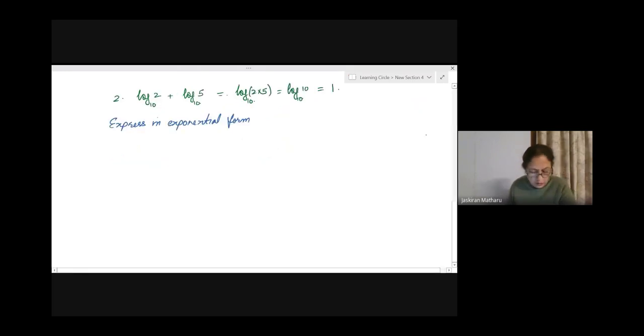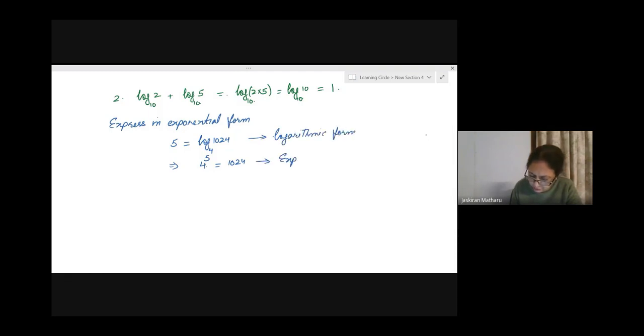Now, another type of question which comes from the basic definition is to express in exponential form. So let us say 5 is equal to log of 1024 to the base 4. So what does that mean? That if I raise the base 4 to the power 5, I should get the number. So this is the logarithmic form and this is the exponential form from the definition.